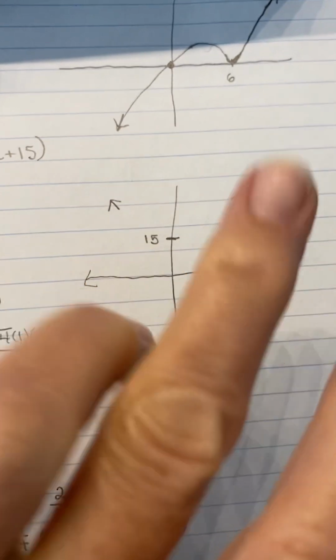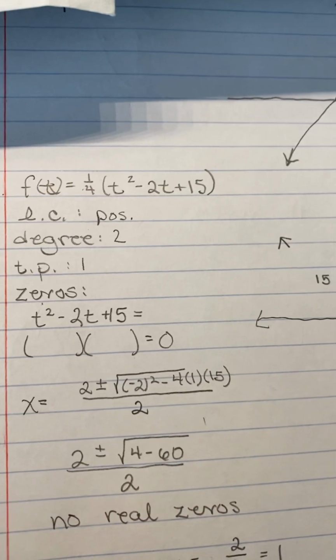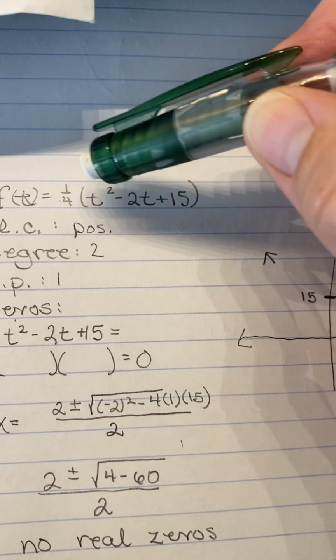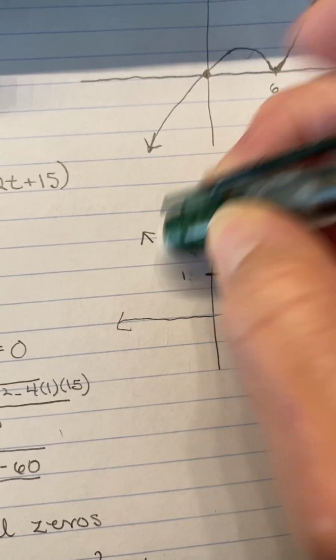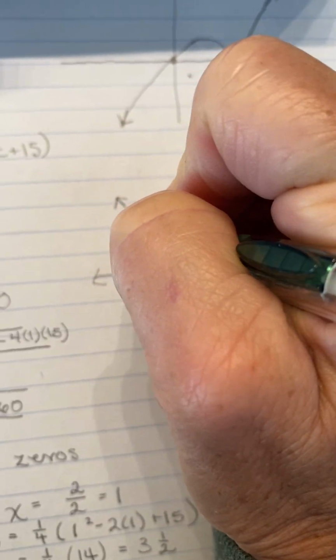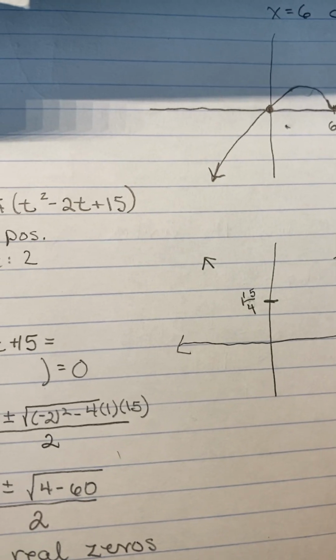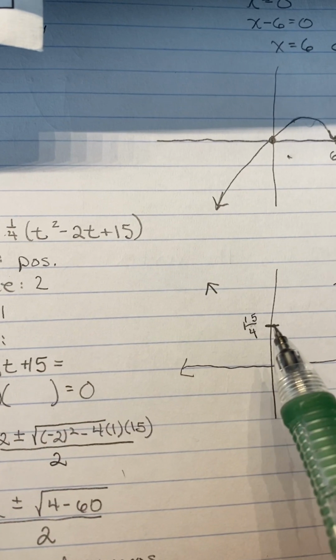I know that my tails are both going up. I know that I have, oh, this one's wrong, right? My y-intercept is 1/4 of 15. So that's going to be, well, look what I can do. I can just write that as 15 over 4. I don't even have to divide it. 15 over 4 is my C, my y-intercept.